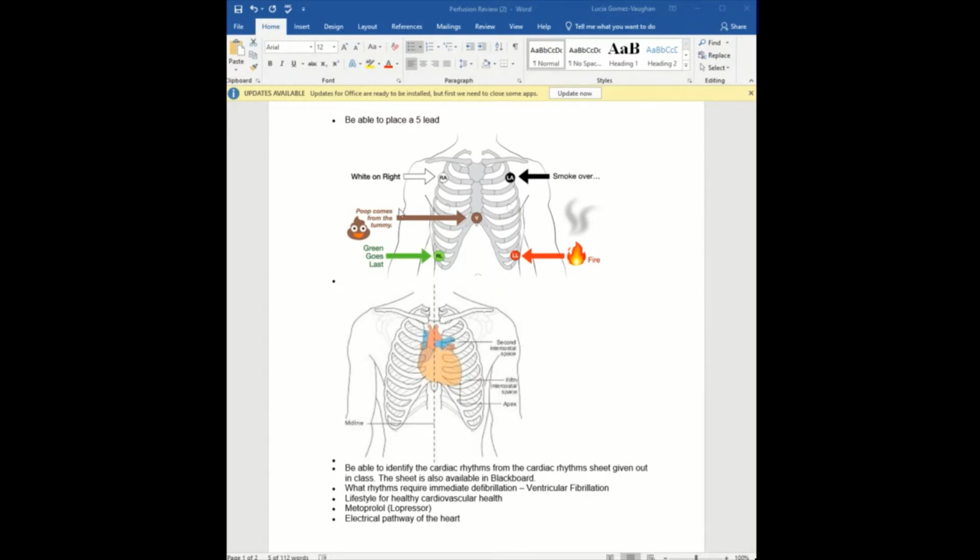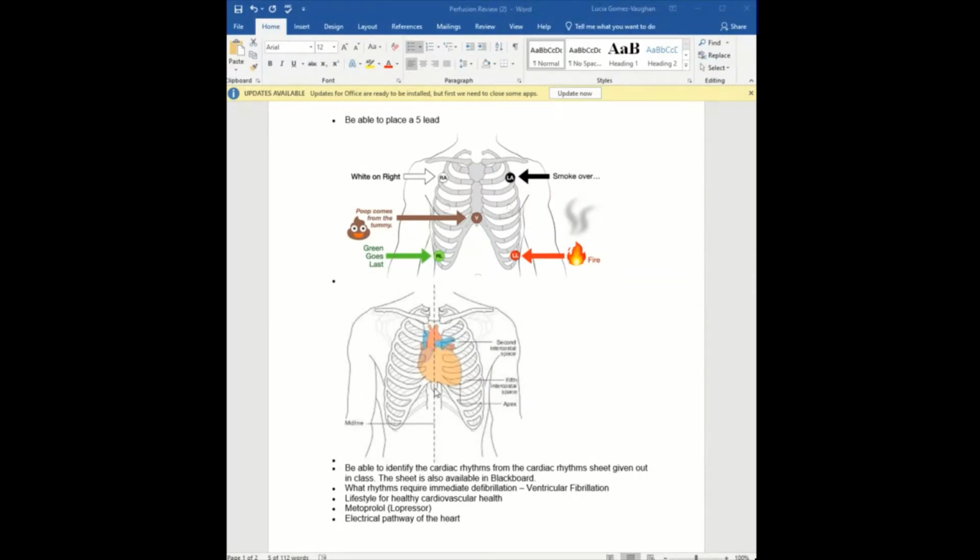And you would click. Where do I place the green lead? And I would click. So start white on the right, and then the way I remember is either clouds over grass or snow over grass, and then smoke over fire for the left, and then the last one left is the brown one, or poop comes from the tummy. So again, this question will have an image like this one, and it'd be, where would the nurse place the brown lead? And you would click on where you would place that lead.